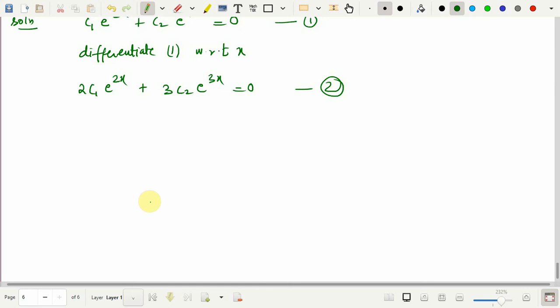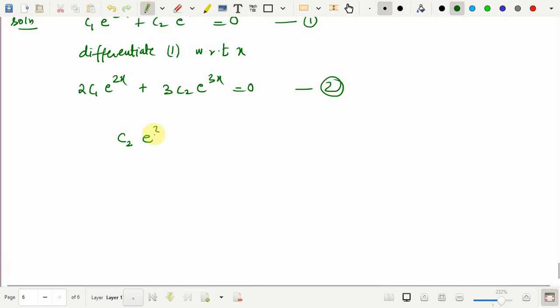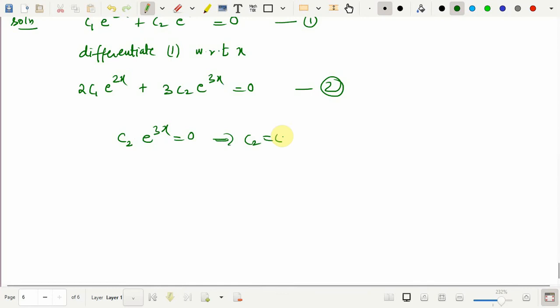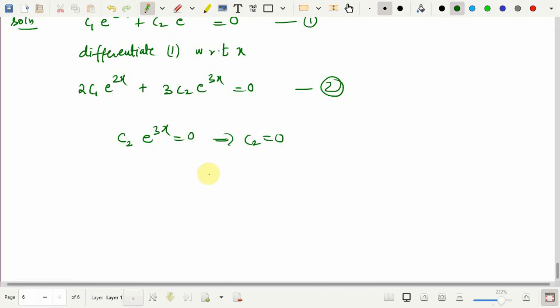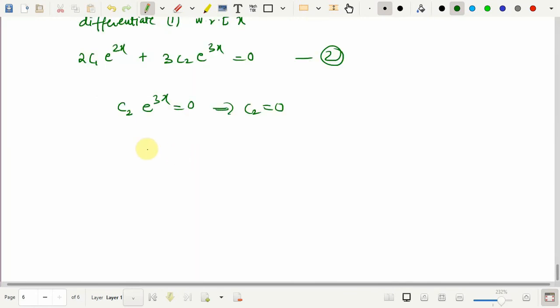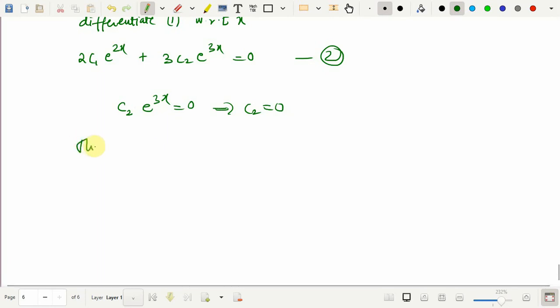By eliminating C1, I get C2 into e raised to 3x is equal to 0, and that says that C2 is equal to 0. You just have to solve this. Okay, so once C2 is equal to 0, put it anywhere over here, we get thus from the second equation I get 2c1 into e raised to 2x is equal to 0.